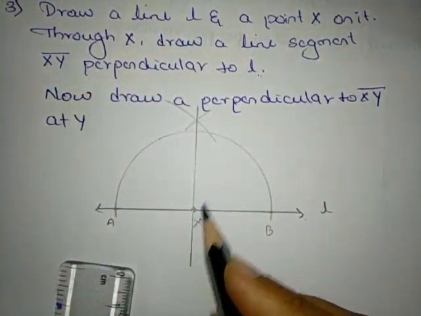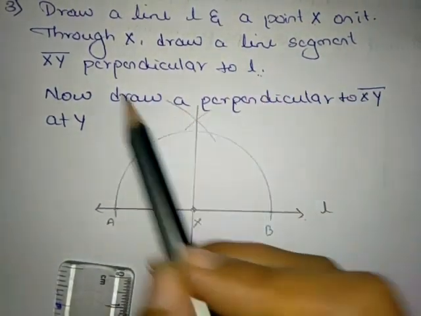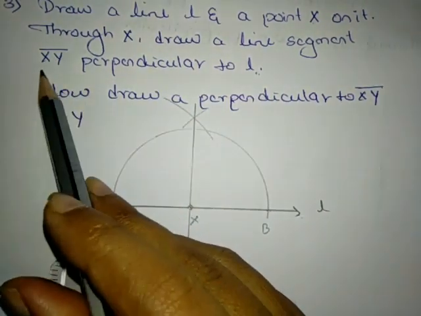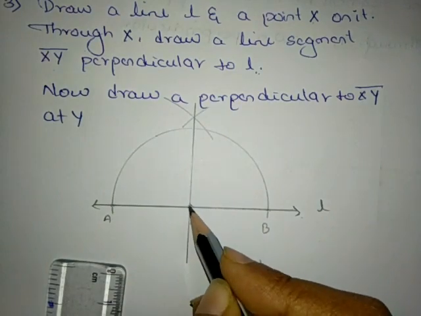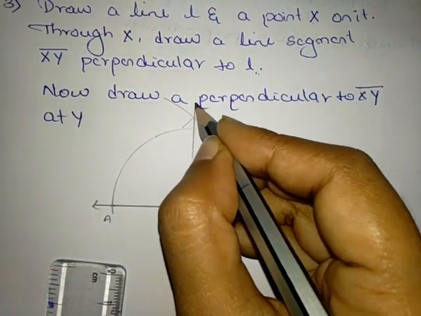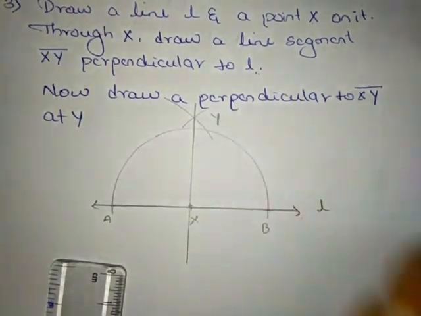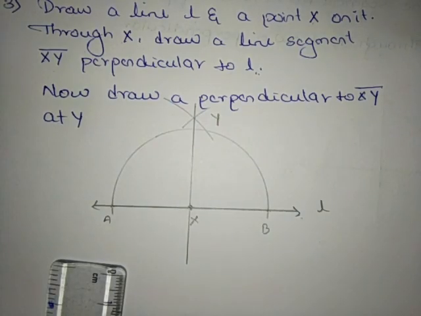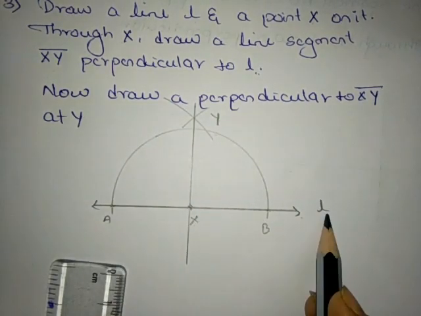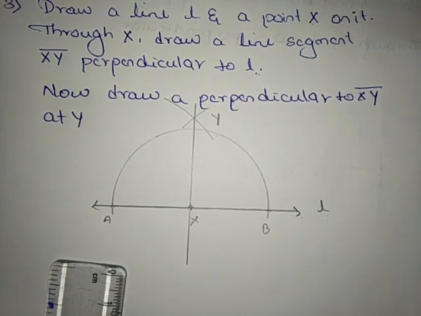Okay. Now they have said that we should draw a line perpendicular to L. That line is the line XY. Here X is already present, so we'll call this point Y. Right? We have drawn a perpendicular line XY to the line L here, isn't it?